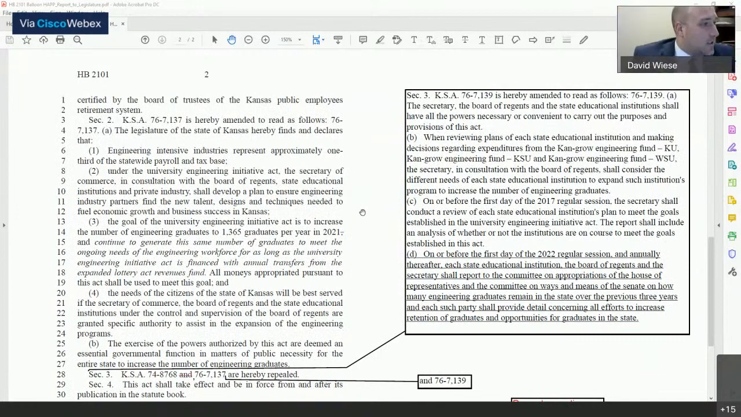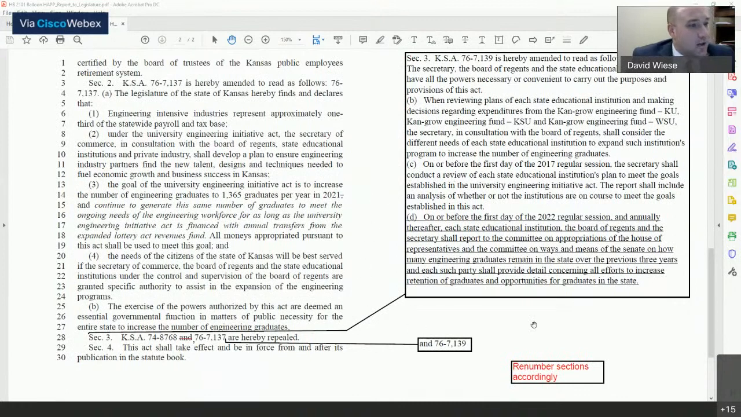Okay, great. This looks busier than it really is, because we're bringing in an additional section for the University Engineering Initiative Act. But the substantive amendment, as you can see on page 2, is this new language in a new subsection D. It would require, on or before the first day of the 2022 regular session and annually thereafter, the educational institutions, KU, K-State, Wichita State, the Board of Regents, and the Secretary of Commerce to report to House Appropriations and Senate Ways and Means on how many engineering graduates remain in the state over the previous 3 years, a 3-year look back.